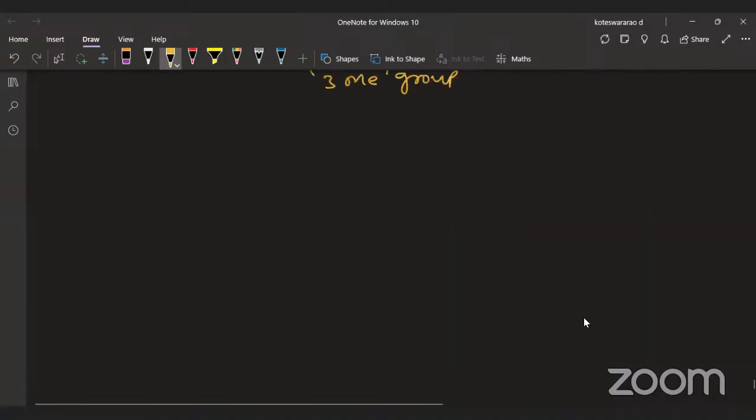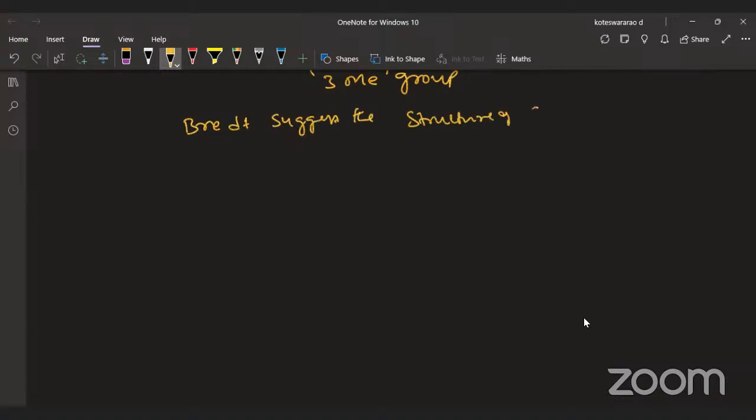By this, Bredt suggested the structure of camphoric acid is like this: this is one methyl group, this is another methyl group, and the third methyl group is here. Right, and here a hydrogen is there.